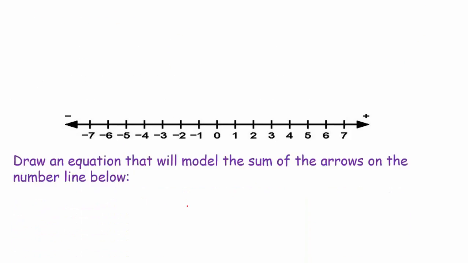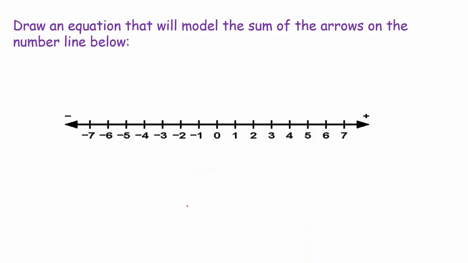All right, here's a number line. You know what that means. You're going to write an equation that will model the sum of the arrows on the number line below. So here's my first arrow. Here's my second arrow. Here's my third arrow. Remember, you're going to start with the first vector, and that starts on 0, and then continue with your equation. So go ahead, pause the video, give it a try, and then come back and check your work.